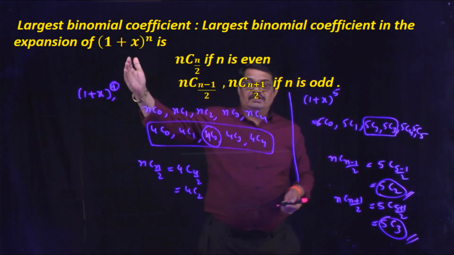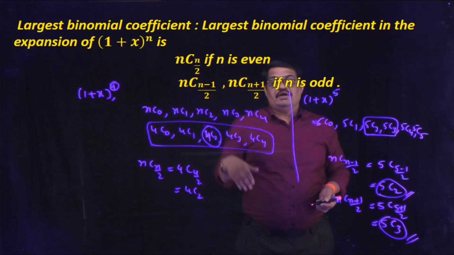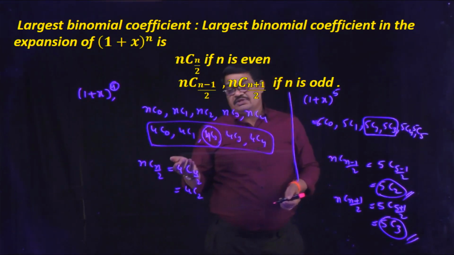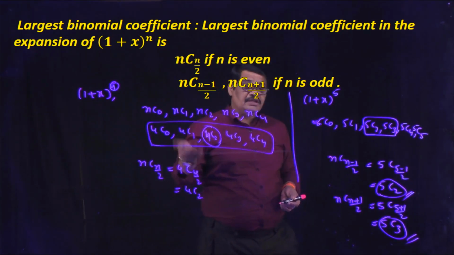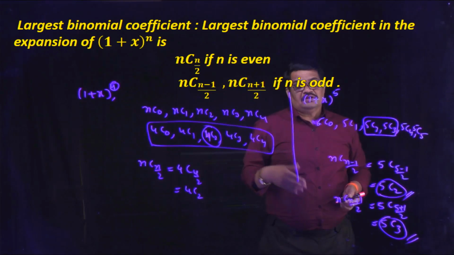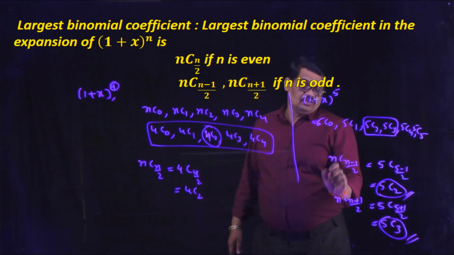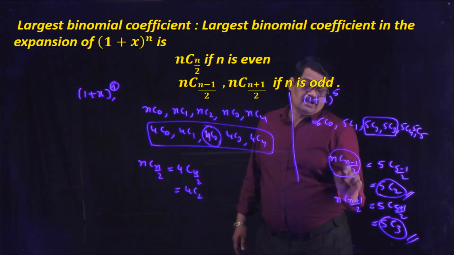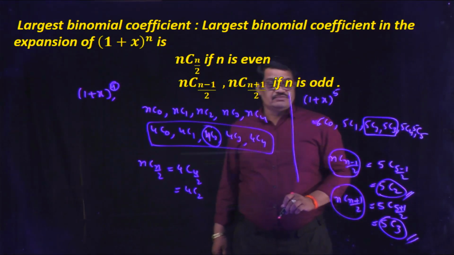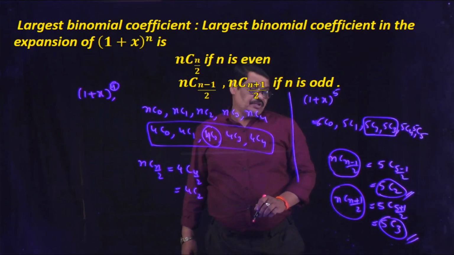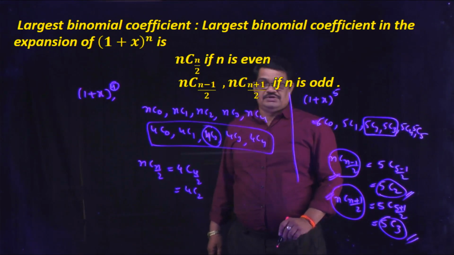So in that expansion, if n is even, the largest binomial coefficient is nC(n/2). If n is odd, in that expansion there are two largest binomial coefficients. These are nC((n−1)/2) and nC((n+1)/2). These two are the largest binomial coefficients.